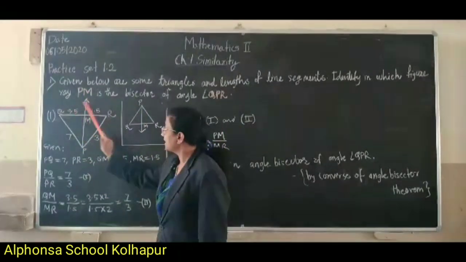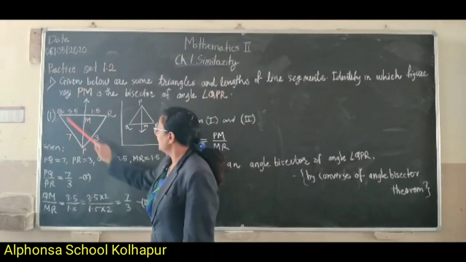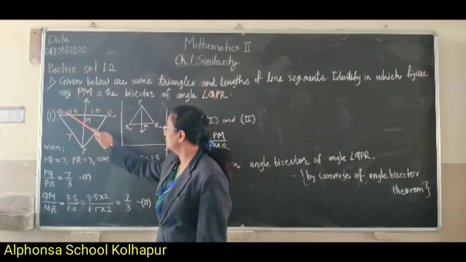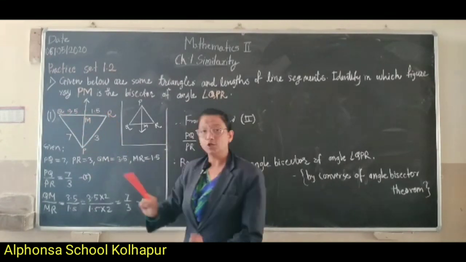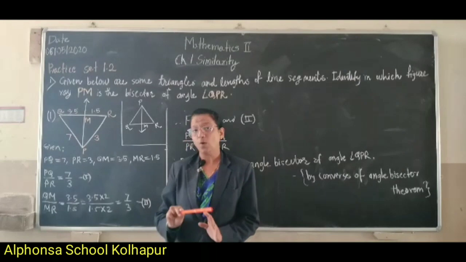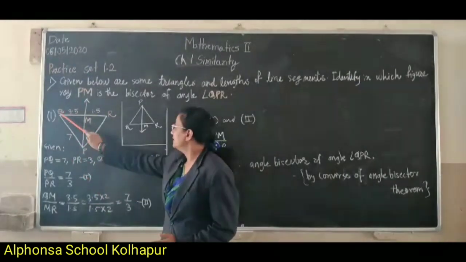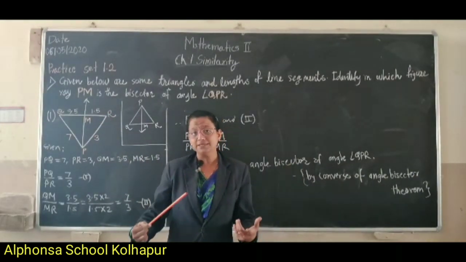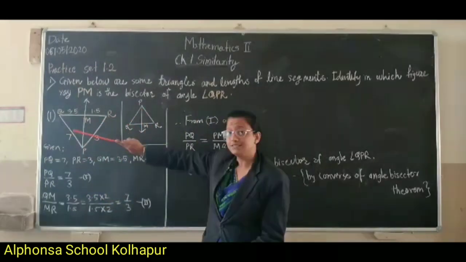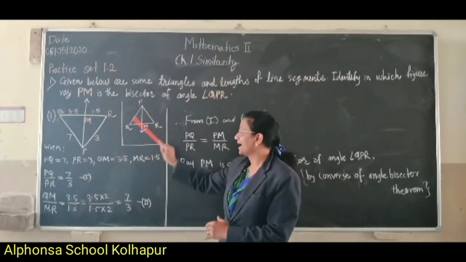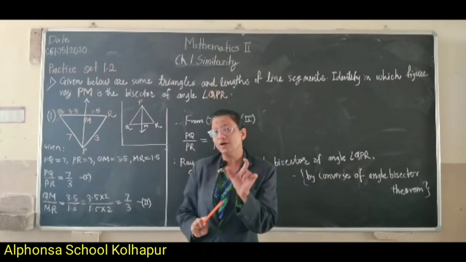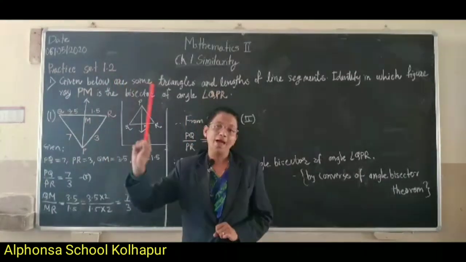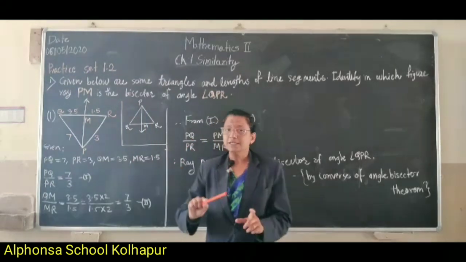See, in the first question the diagram given is like this. Triangle PQR, and there is one ray PM shown, and at the same time the measures PQ, PR, QM and MR are also given. Here we have to decide whether this ray PM bisects angle QPR or not. As we are familiar with the diagram like this, I have just made the diagram upside down and drawn it here. See, here the word angle bisector has come, which means somewhere we are going to connect this question to the angle bisector theorem.